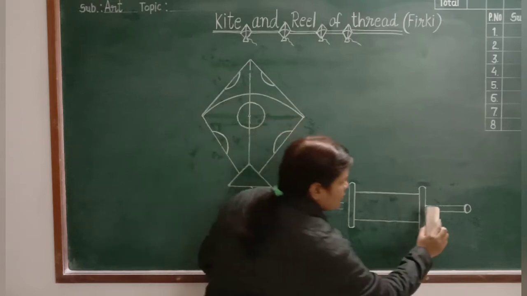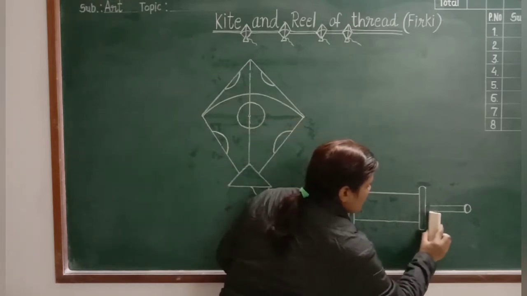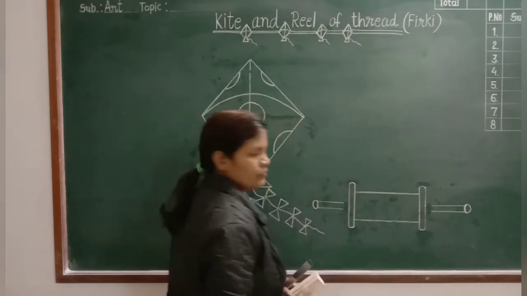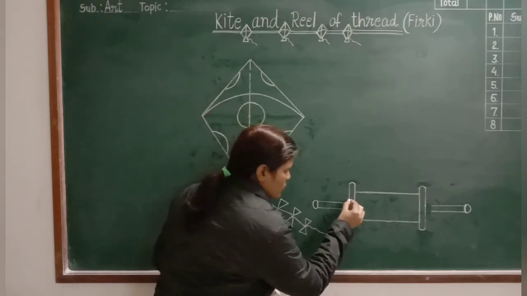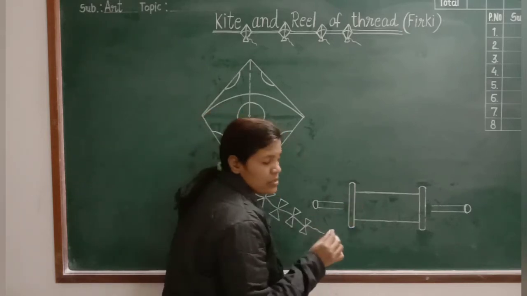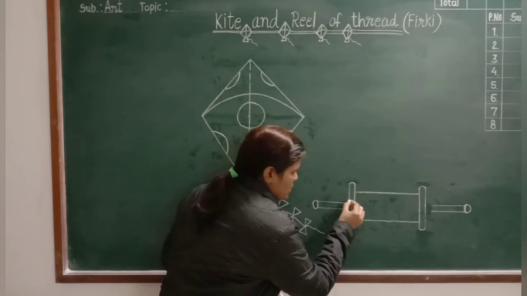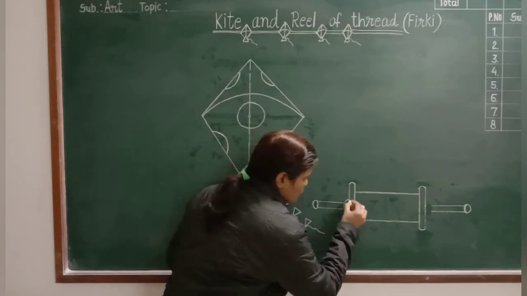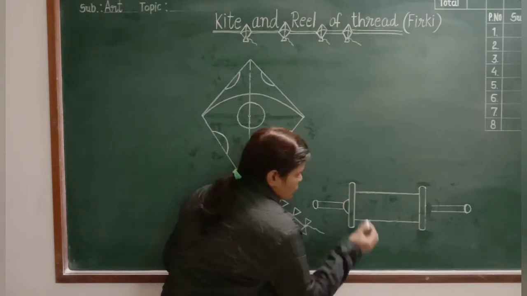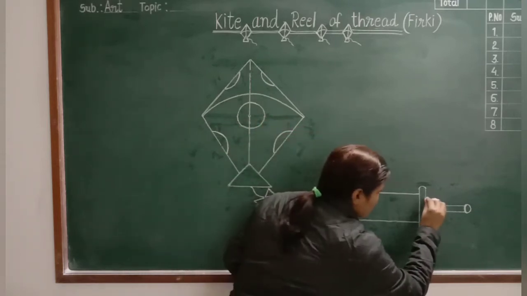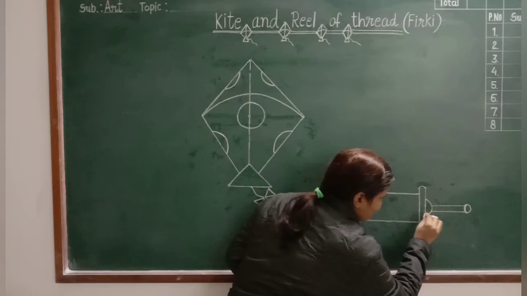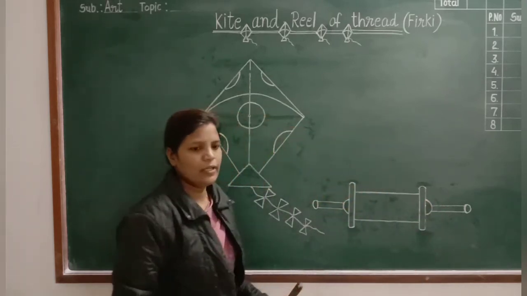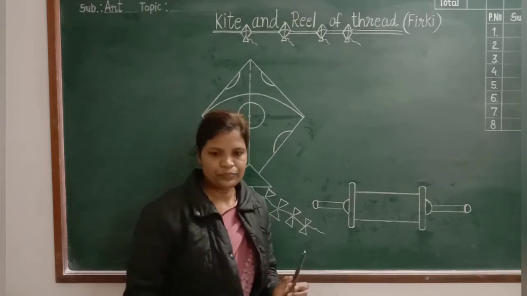Then here also just erase both the side and draw curved line, means C shape. Okay, like this. Okay, C shape. Okay, like this.